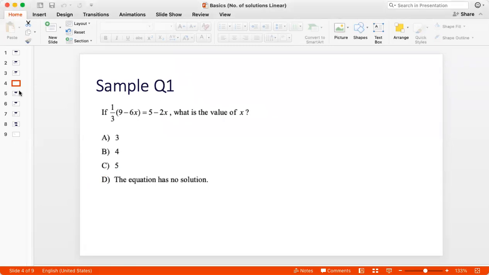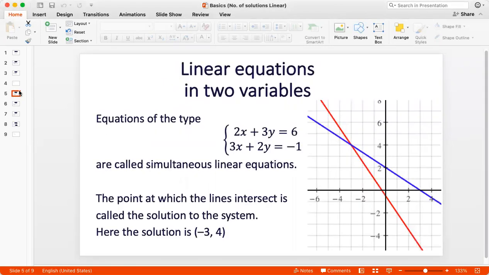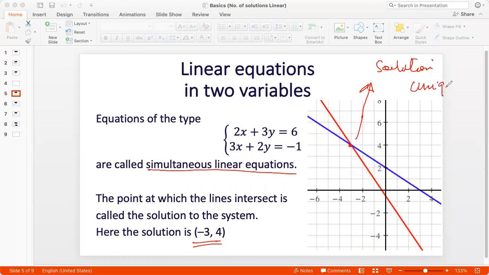Okay, let's look at linear equations in two variables. If we have a linear equation of this kind, 2x plus 3y equal to 6 and 3x plus 2y equal to -1, this is called a system of simultaneous linear equations in two variables, x and y. So when you plot this on the graph, you would notice that the two equations intersect at a point, which in this case is (-3, 4), and this is called the solution to the system. And as we can see, we will have a unique solution to this system because the two lines are intersecting, right?